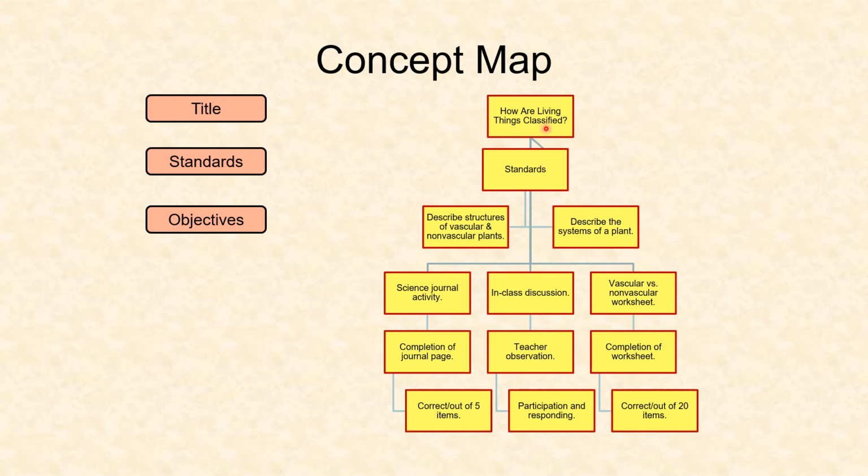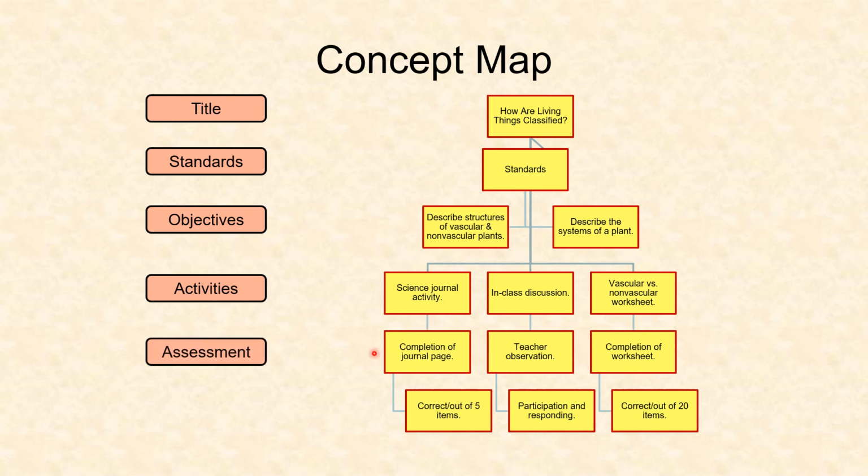So, title, standards, objectives. Underneath each objective, we want to have some activities. How are you going to practice this material? What are you going to do with the students? What are they doing to practice this? And then, how are you going to assess those things? That's this line down here.